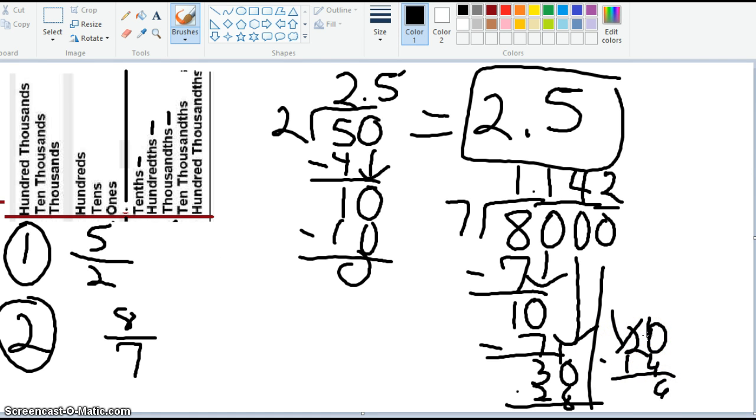So long story short, my answer here is going to be 1.142 thousandths, because it's, again, 3 places after the decimal point. As long as you get your 3 digits, if you keep going, that is sufficient to give us a decimal point up to the thousandths place.